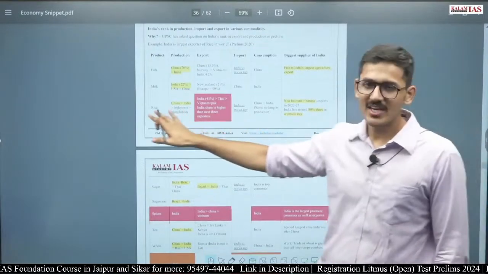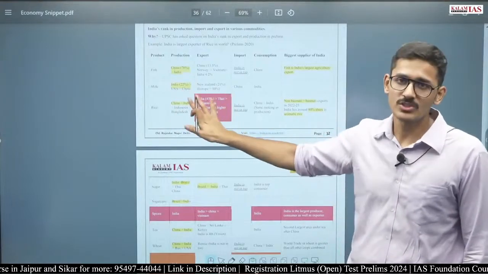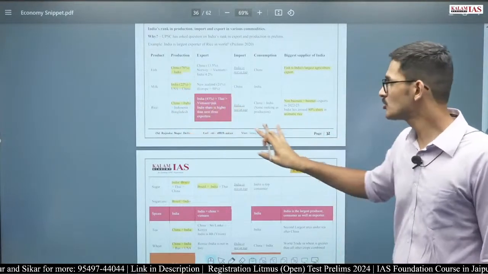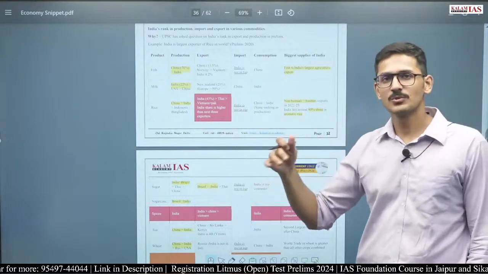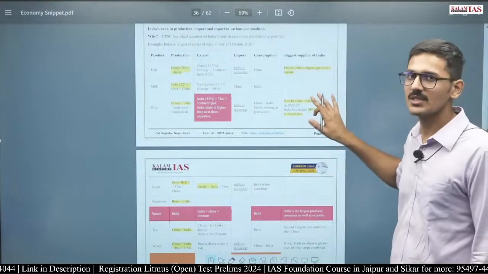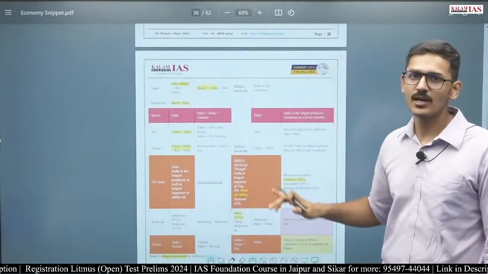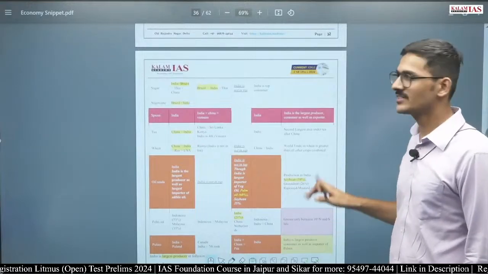So in rice, China is the largest producer, but India is the largest exporter. UPSC has already asked a question on this data. You should know that 45% of the world's exports are made by India, and of the exports India is making, non-basmati is more than basmati. India has around an 80% share in aromatic rice. Aromatic rice is basically basmati.